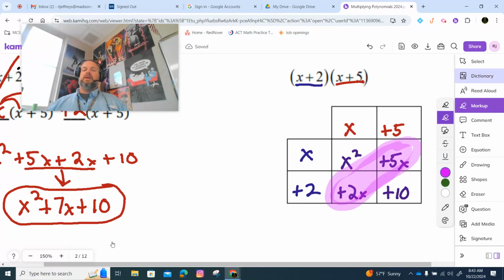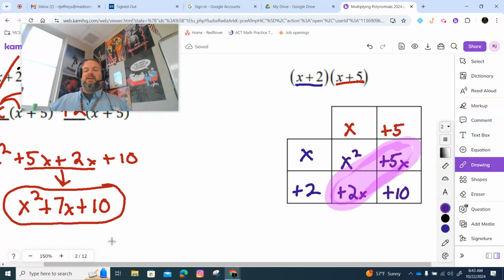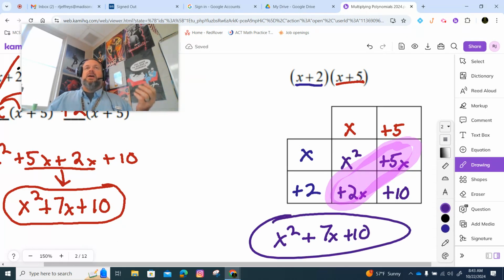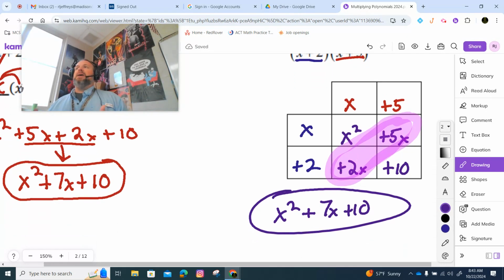All right. So when we go to write this, well, I know I'm going to have an x squared. Well, what's 2x plus 5? What's 2 plus 5? 7. And then 10. So again, we get the same answer either way. All right? We get the same answer either way. It doesn't matter which method. You just pick one.